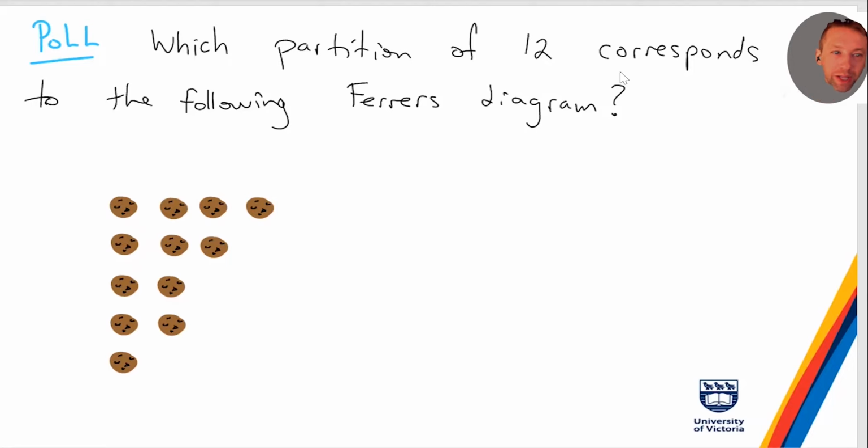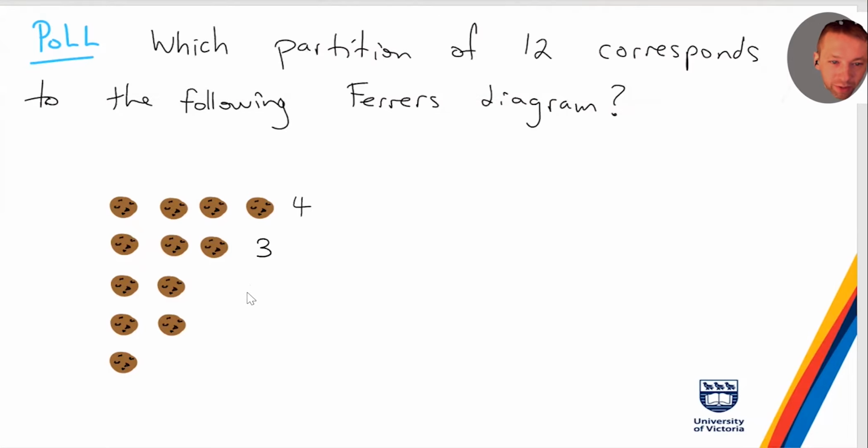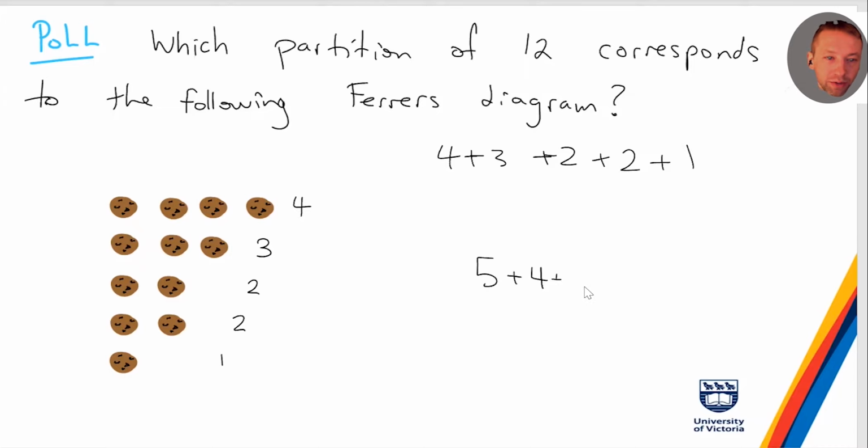The only way that you could be confused on this is if you mixed up the rows and the columns, right? So this is the answer, 4 plus 3 plus 2 plus 2 plus 1. If I did it by columns, you could get messed up. So don't forget, you do the rows, not the columns. The columns would give you 5 plus 4 plus 2 plus 1, which is a different partition.